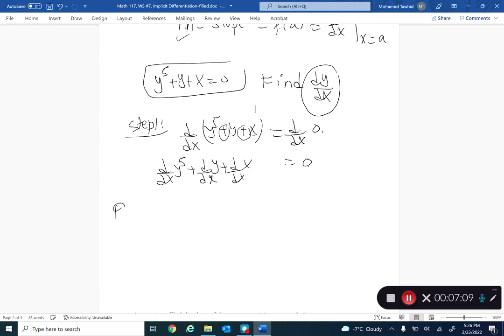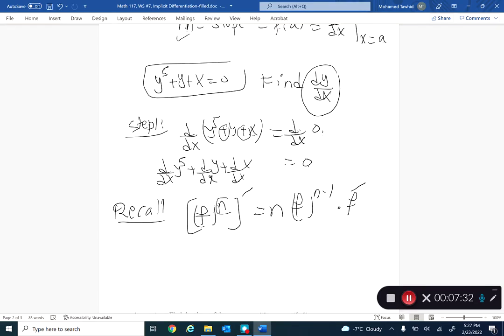Now let us recall the power rule. What is the power rule, guys? The power rule tells you if you have a bracket to the power n, the whole thing, and I need to take the derivative of this, it turns out it's n, I put n in front, and then here is your bracket to the power n minus 1, and I have to multiply by the derivative of whatever is inside the bracket.